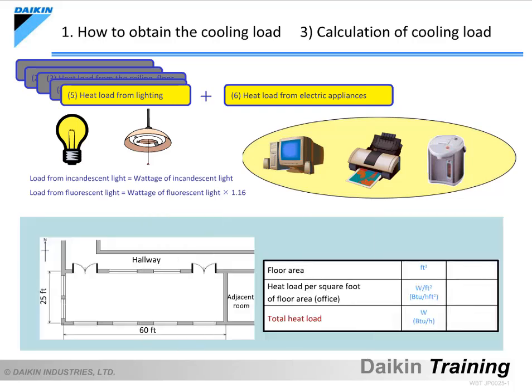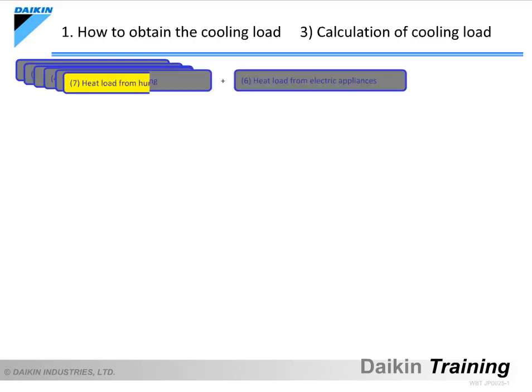In the case of an office like this, the total heat load from lighting and electric appliances can be estimated as 3 watts per square foot, or in other words, 10.2 BTU per hour square foot. The office's floor area is 1,500 square feet, so the heat load would be 4,500 watts, or 15,300 BTU per hour. Let's now look at the heat load from human bodies.